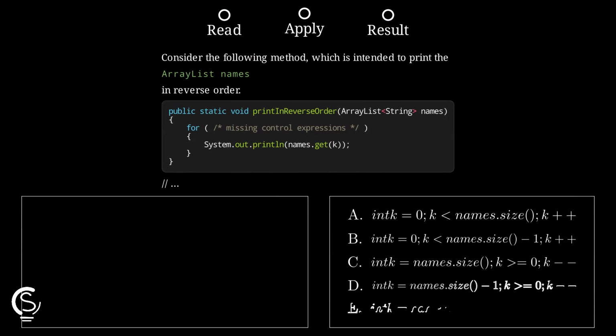To print an array list in reverse, we must start at the very last valid index, which is always the size of the list minus 1, so we initialize k that way.